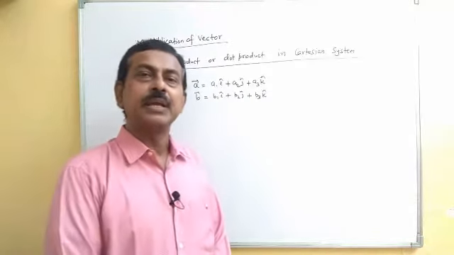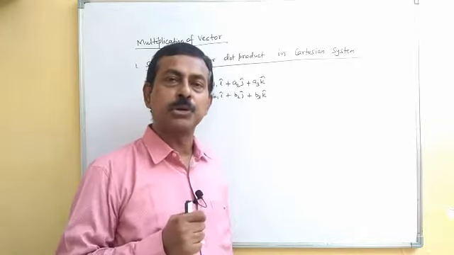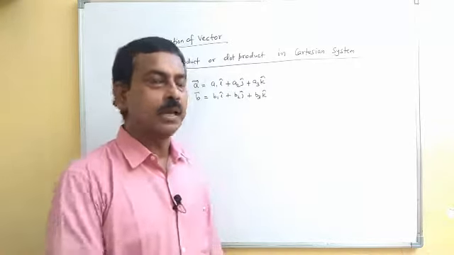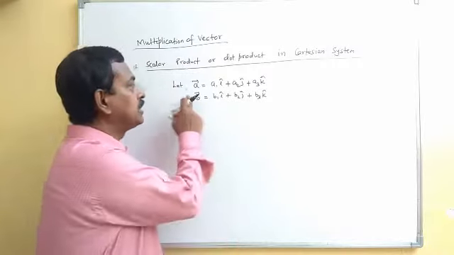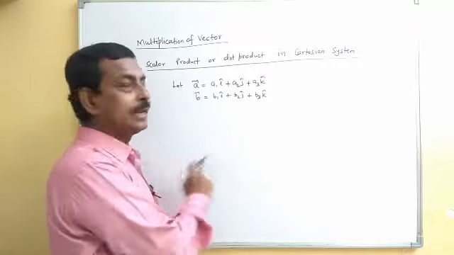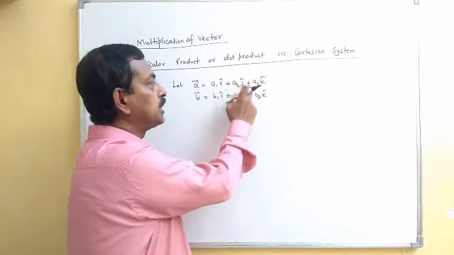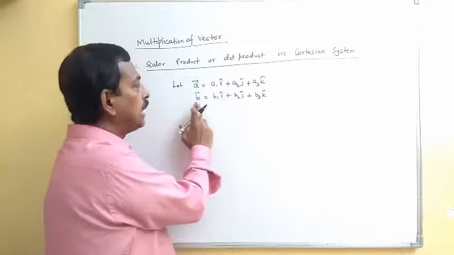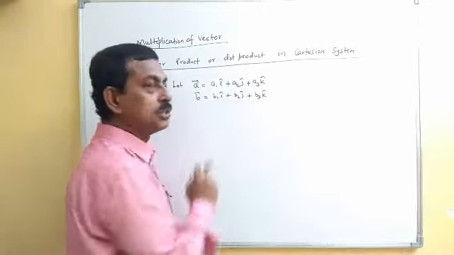Let's now take the scalar product or dot product in the Cartesian system. Suppose in the Cartesian system, we represent vector A as A1 i plus A2 j plus A3 k, and B as B1 i plus B2 j plus B3 k.